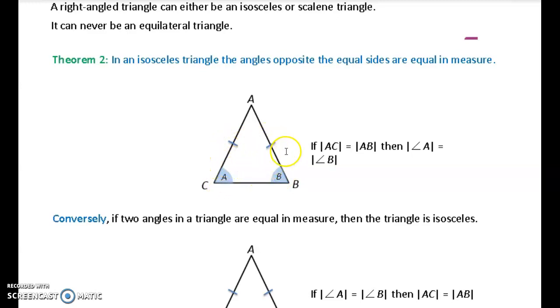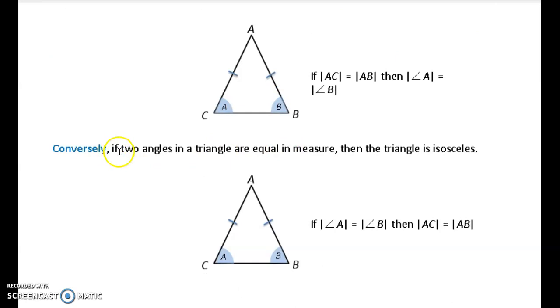So if you have an isosceles triangle, two sides are the same and two angles are the same. And another way of saying it is, if you have two angles in a triangle that are the same, then it's an isosceles triangle. So basically we're saying the same thing two ways. If you have two sides the same length, it's an isosceles triangle, and then the two angles underneath are the same. And if you have two angles that are the same, it's an isosceles triangle, and the sides opposite are the same length.